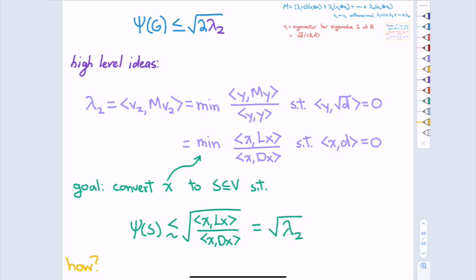Now our goal is going to be to convert X into some subset with good conductance. Conductance square root of lambda 2 or so. But the question is how? And this is something you might try to guess. I have a vector X, and I want to turn it into sets of vertices. Vector X assigning values to the vertices. How might I try to extract a set?